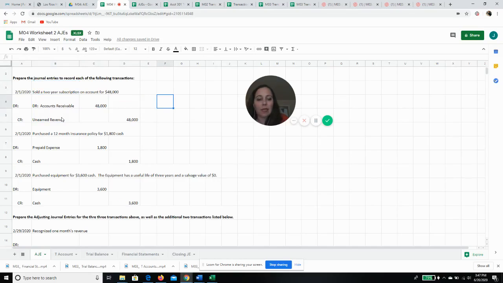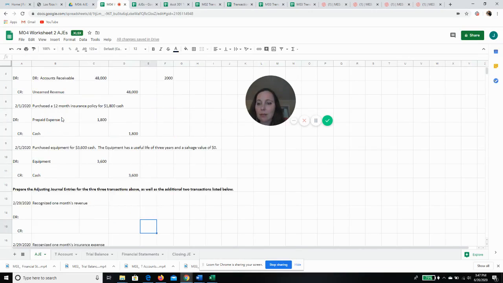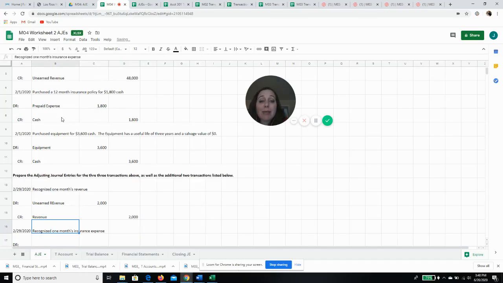So if I just go over the side here and I say plus $48,000, and I'm going to divide it by 24 months, 2 years have 24 months, then it's going to be $2,000 a month is the amount of revenue I'm going to recognize. So at the end of the month, I'm going to debit unearned revenue for $2,000, and I'm going to credit revenue for $2,000. Okay, and I'm going to do that every month for 24 months, or the 2 year period of the subscription. All right.